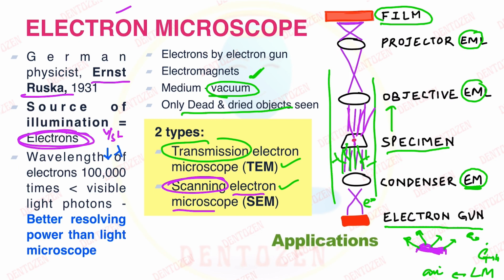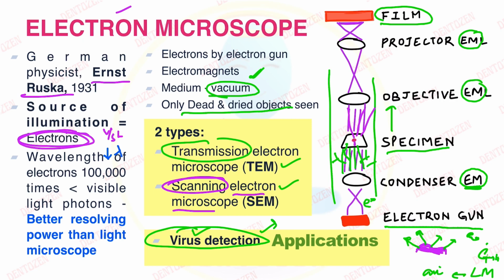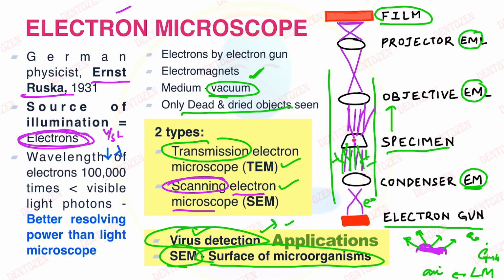We can say the applications of the electron microscope are virus detection, and because viruses are very small, the resolution power increases with the electron microscope, so we can see small viruses. And then with the scanning electron microscope, we can study the surface of microorganisms.